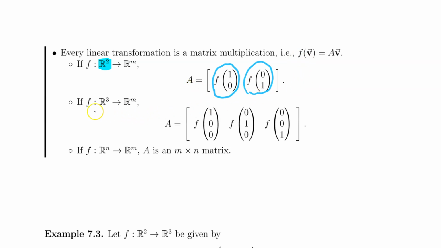If the domain of my function is R cubed, then I can just find f of (1, 0, 0), f of (0, 1, 0), and f of (0, 0, 1) as column vectors next to each other and call that a matrix A. And in general, I can do this as well. If my function is from R to the n to R to the m, then the matrix A that I have is going to be an m by n matrix.